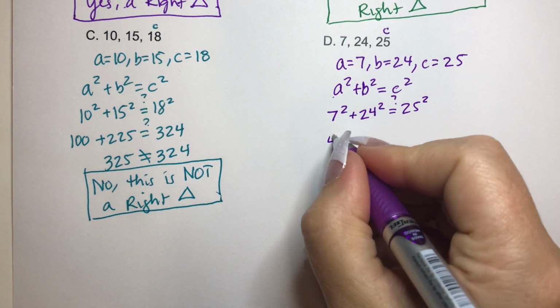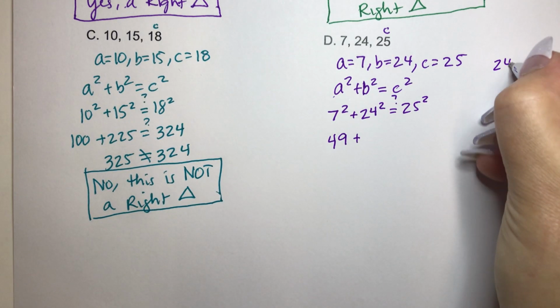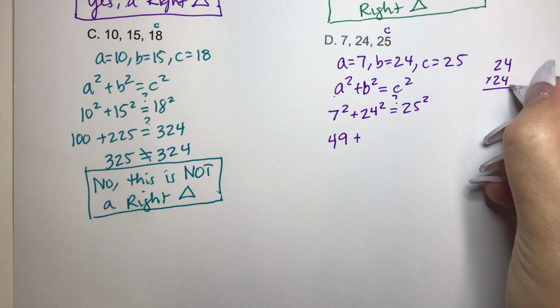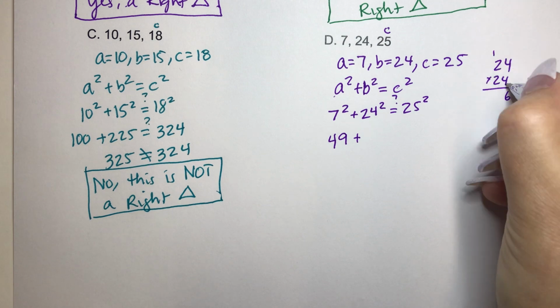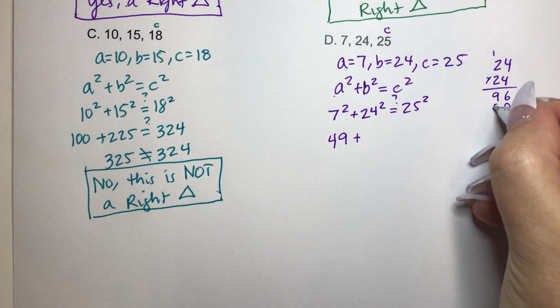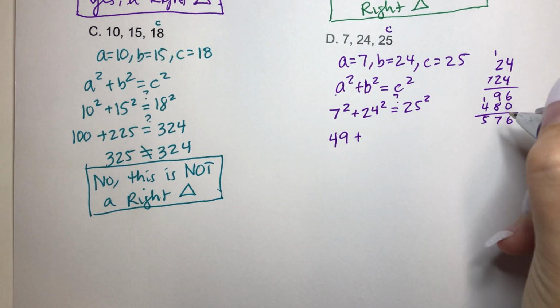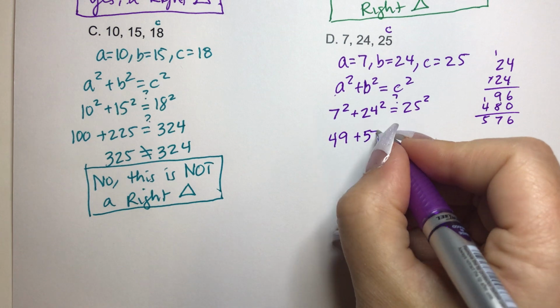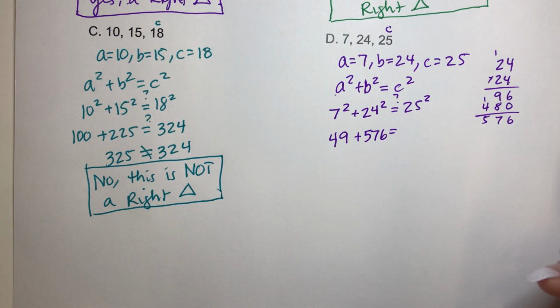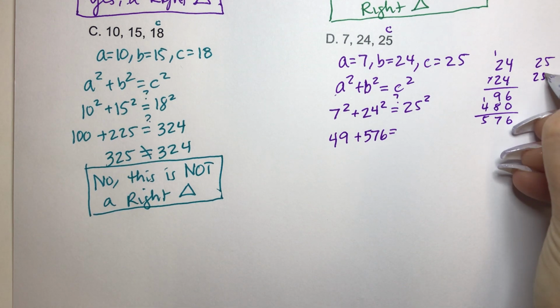7 squared is the same thing as 49. Man, I wish that I had those memorized. I do not, so I have to figure them out. 24 times 24, 4 times 4 is 16, 2 times 4 is 8, plus 1 is 9. Gotta put a 0 here. 2 times 4 is 8, 2 times 2 is 4. Okay, 576. And then you have to figure out what 25 squared is.